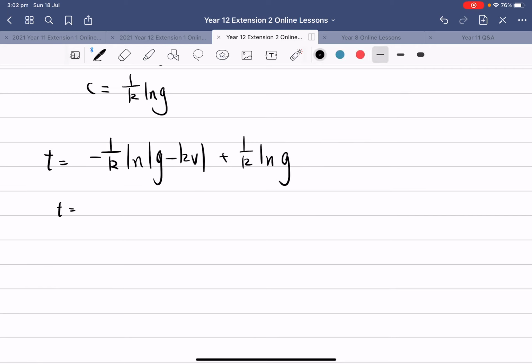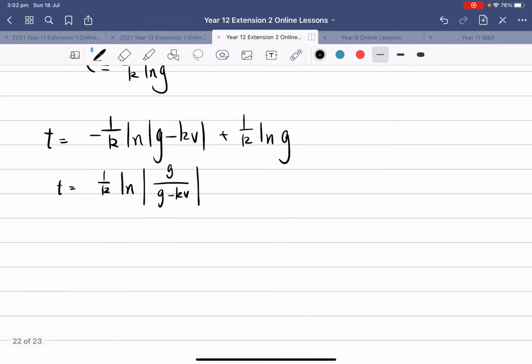So we need to let t equal 1 over k, factorize it, ln absolute value g over g minus kv. And then we need to make v the subject. So how do I make v the subject in this case? Move the k over. All right, let's see. Times everything by k, both sides, that gives you tk is equal to ln g over g minus kv.